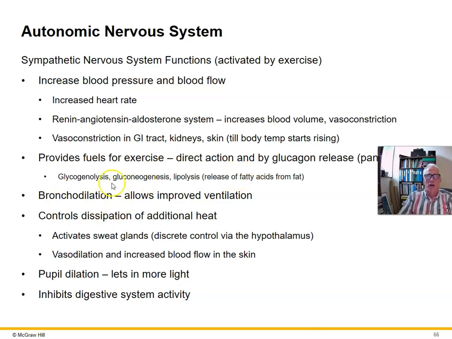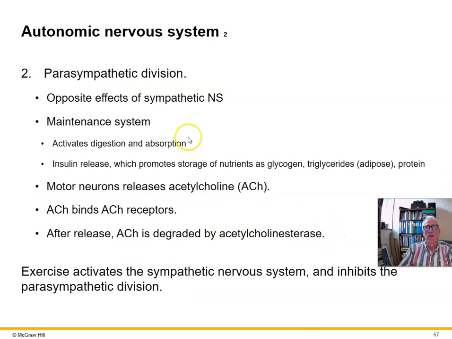fuels for exercise. Dilate the airways, relax those smooth muscles so we can breathe better, to really start breathing during exercise. Helping us dissipate the heat produced during muscle contraction by activating sweat glands and vasodilating, bringing more blood to the surface and the skin. So those are some of the things that we know about that the sympathetic nervous system does.